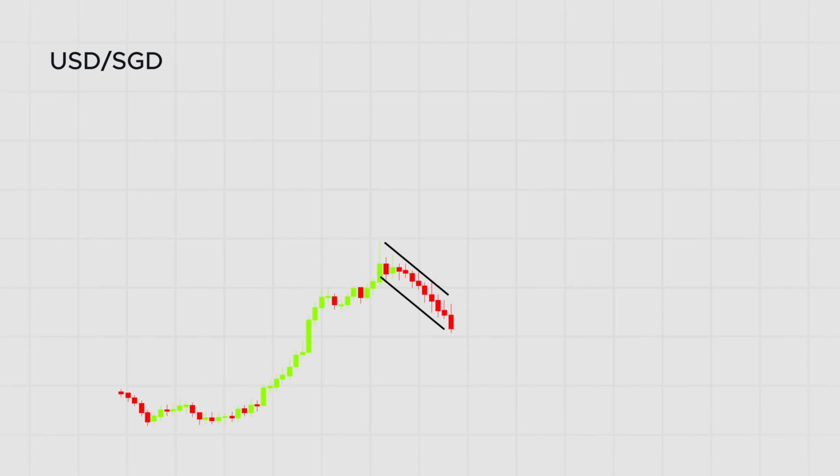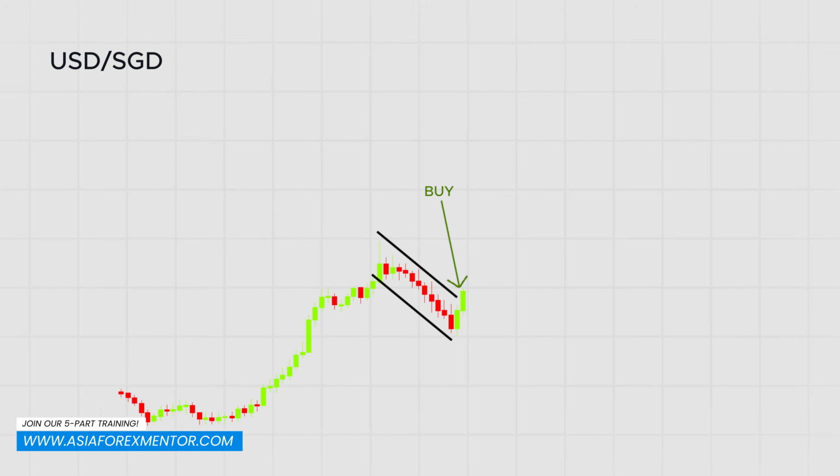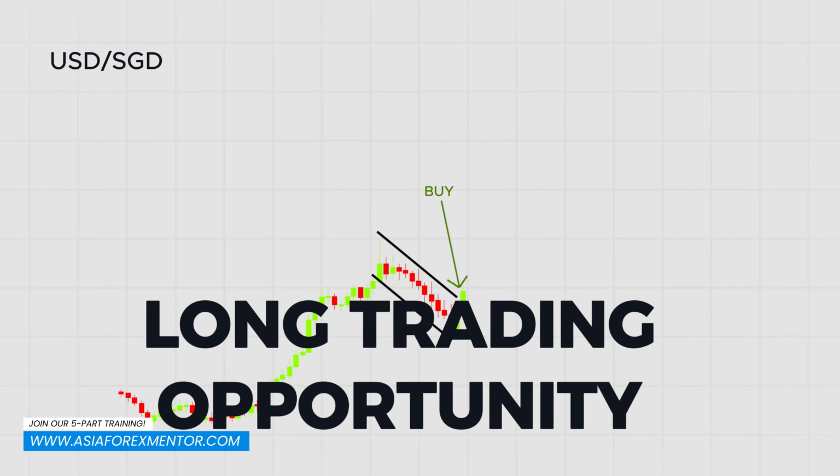The position of the flag is shown using the 2 black lines, which are running parallel to each other. The best position to buy this pair is indicated where the flag breaks out above the upper level, marked as the buy with the green arrow. So this breakout not only confirms the pattern, but also creates a long trading opportunity on the chart itself.